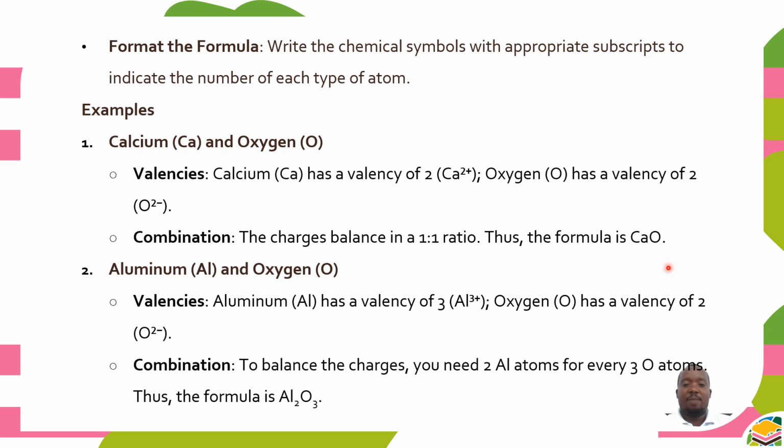Aluminium and oxygen. Aluminium has a valence of 3, and oxygen has a valence of 2. So to balance the charges here, you just interchange. If you interchange, 3 becomes a subscript for oxygen, while 2 becomes the subscript for aluminium. So you are just interchanging the charges. As you can see here, for aluminium oxide, you need 2 aluminium atoms for every 3 oxygen atoms. Thus, the formula is Al2O3. Because we want the charges to balance. They should cancel each other and they should be electrically neutral.